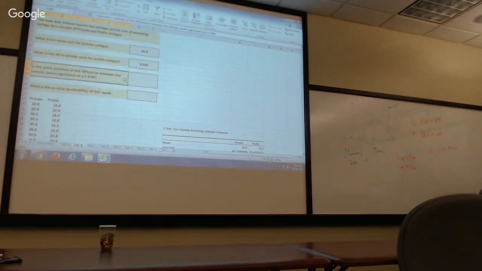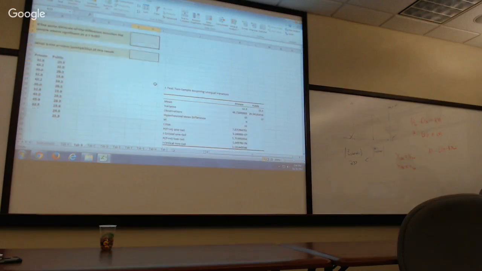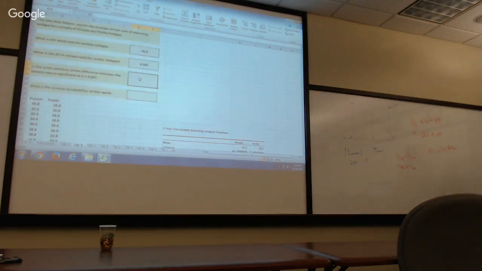And so is the point estimate difference between the sample means significant? That's a weird way of putting that. Is the point estimate difference between, let's just assume that the point estimate difference is 0, because it doesn't give us one.